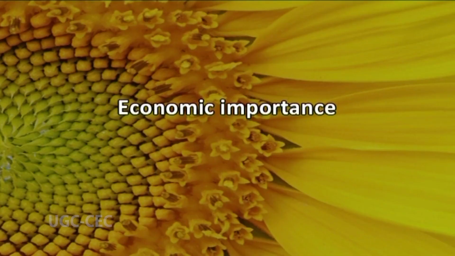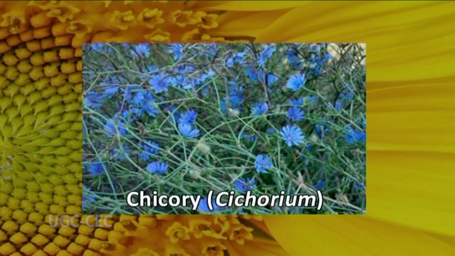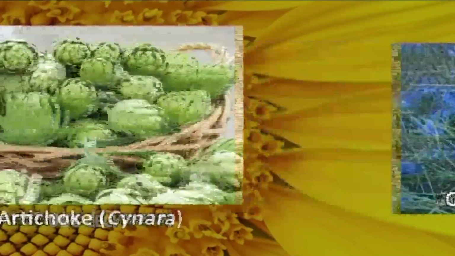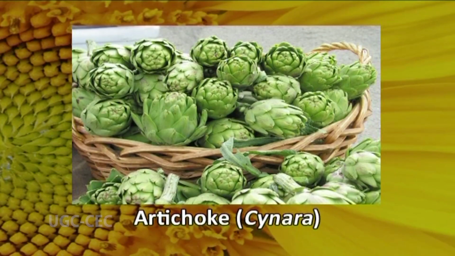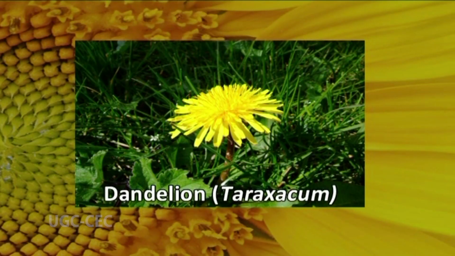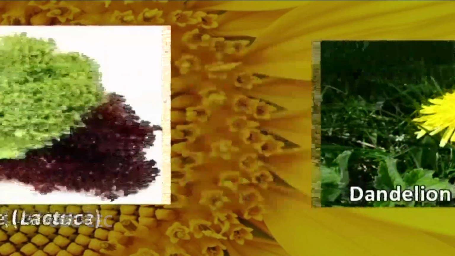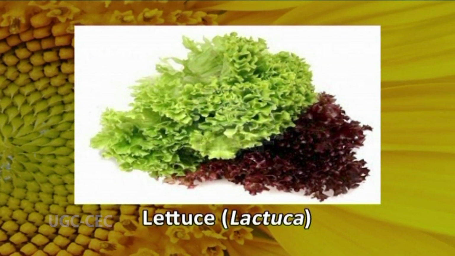Now, the last part of the lecture, that is the economic importance of the family Asteraceae. The members of this family, they are of huge economic importance. The family contains many important food plants. These include chicory, the scientific name is Cichorium, or artichoke, the scientific name Cynara, or the dandelion, scientifically it is known as Taraxacum, or the common vegetable lettuce, scientifically known as Lactuca.